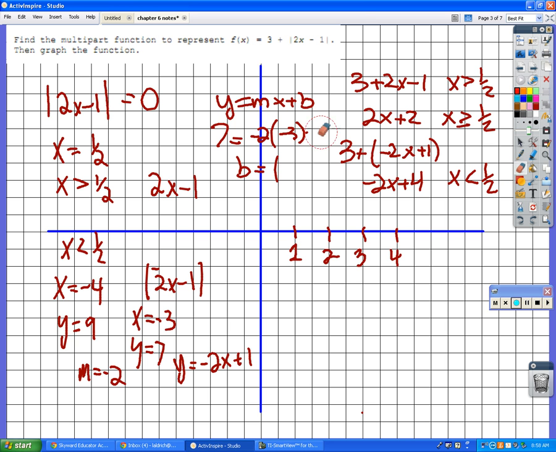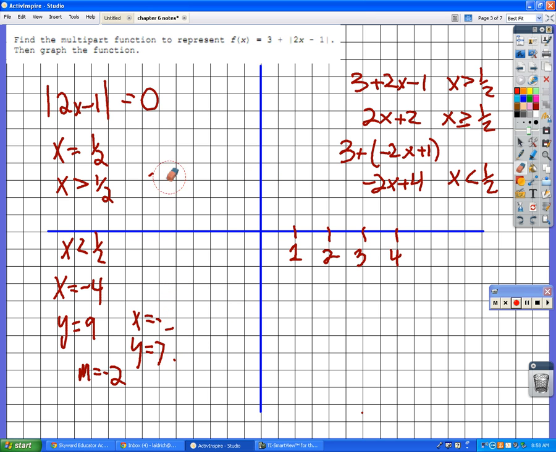So now that I have that broken down into two separate pieces, I can graph those two separate pieces. What do we know about this graph right here? Where does it cross the y-axis? 2. What is its slope? 2. So it's going to cross the y-axis right there, and it has a slope of 2.